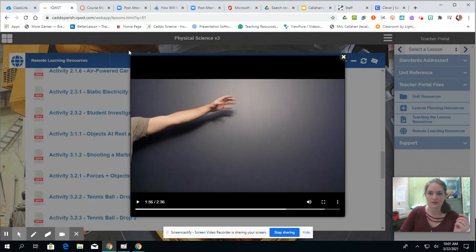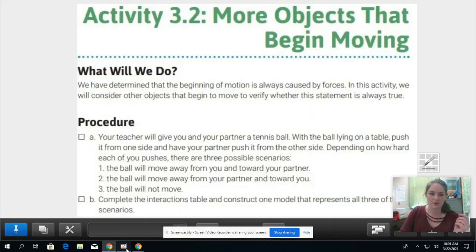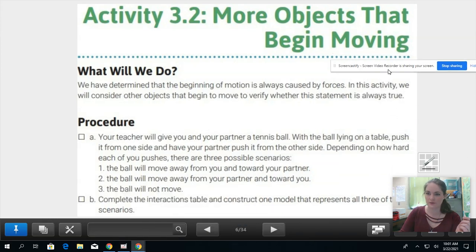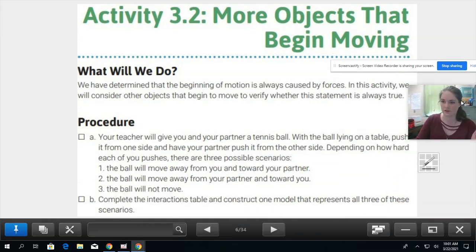Okay, so let's look back at our notebook. You're going to complete the interactions table and then construct a model that represents all of the components within this system.